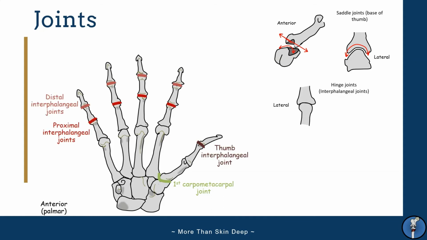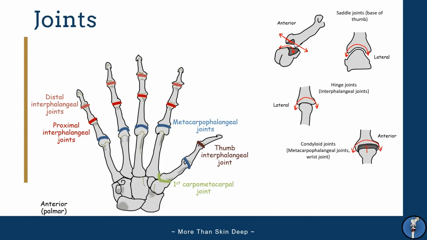Of course, we've got our simple hinge joints, which are our distal interphalangeal, proximal interphalangeal, and thumb interphalangeal joints. These allow flexion and extension, think like your knee. We've got condyloid joints, which are our metacarpophalangeal joints, and our wrist, which isn't labelled here. This acts similarly to a ball and socket joint, but it doesn't allow rotational movements.